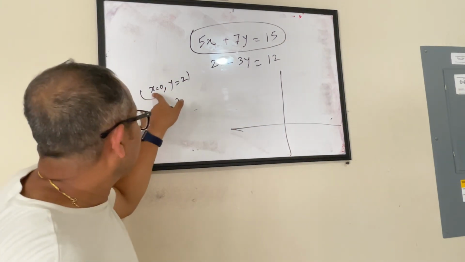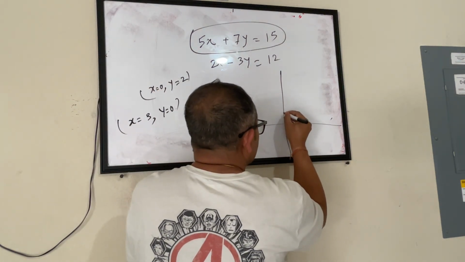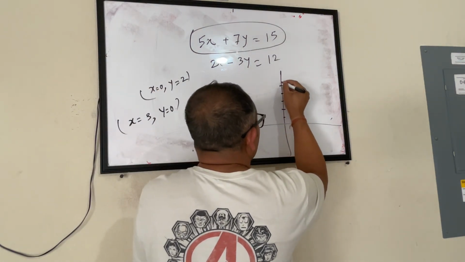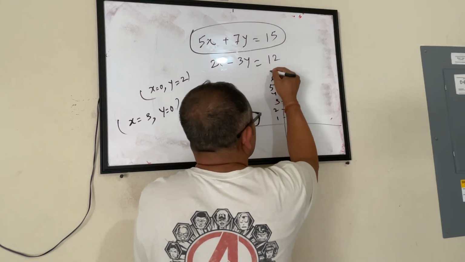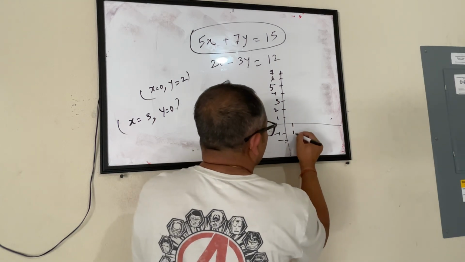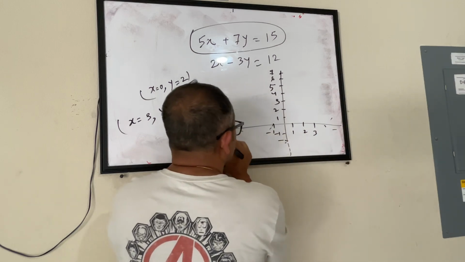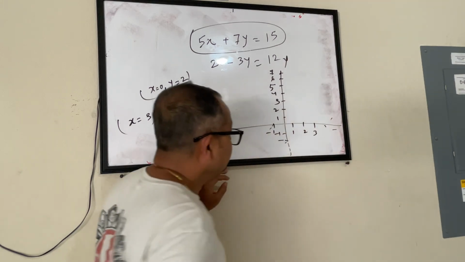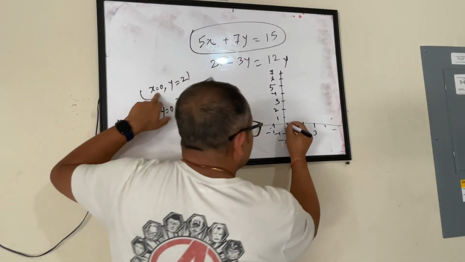So my first point is x equals 0, y equals 2. Let's say this is 1, 2, 3, 4, 5, 6, 7, and minus 1, minus 2, and so on. So this is my x-axis, this is my y-axis. My first point is x equals 0, y equals 2.